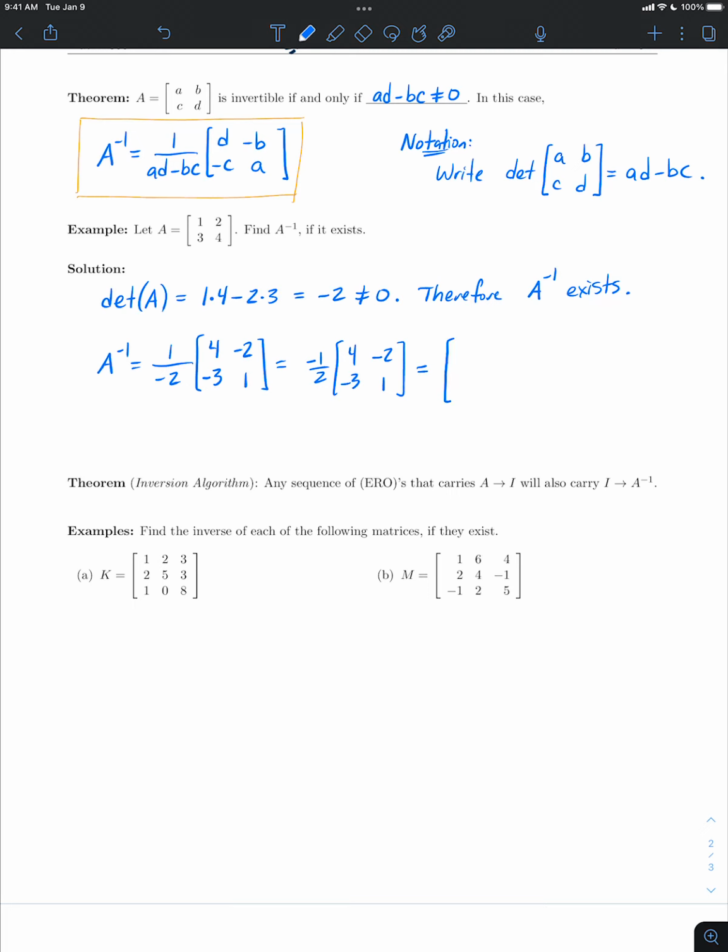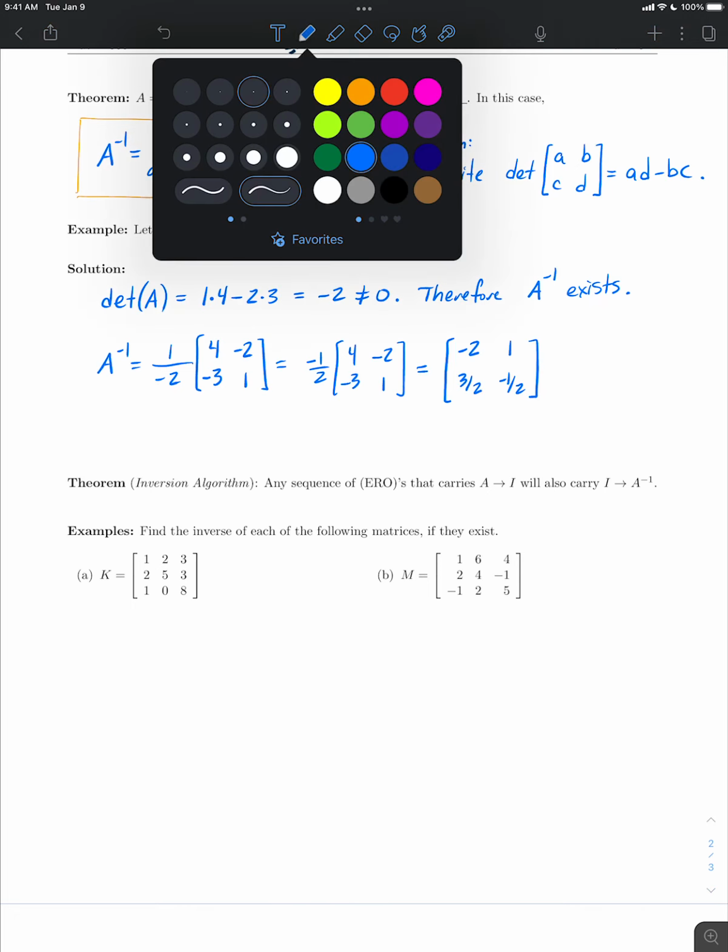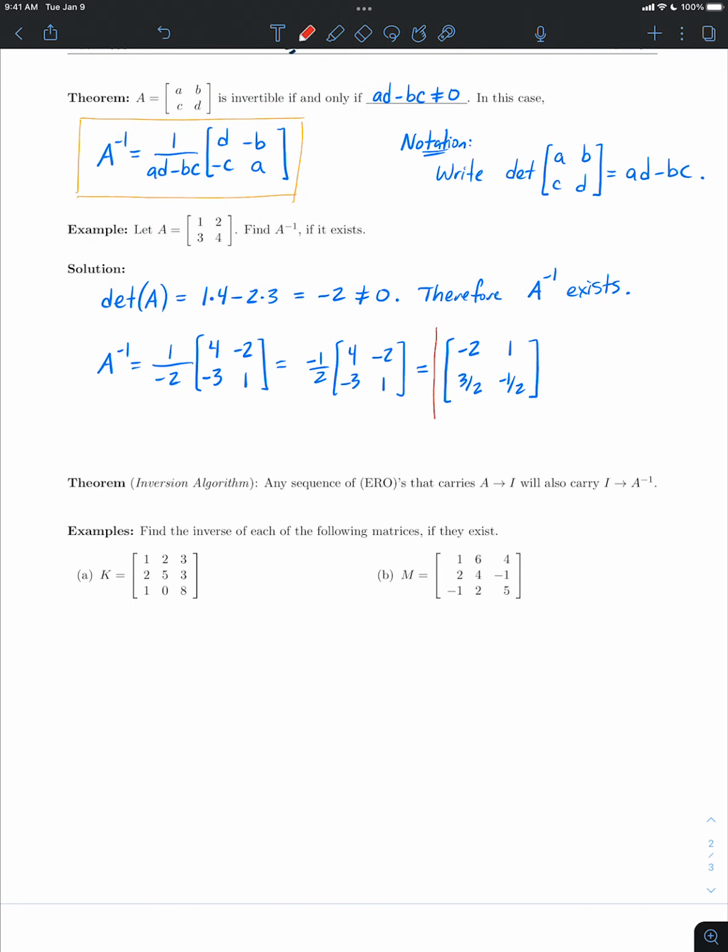So we can write this as -2, +1, 3/2, and then -1/2. And that's how we can express our inverse as a 2 by 2 matrix. There's nothing wrong with leaving it in this form too, because sometimes you might want to leave it that way with the fraction multiplied on the outside as a scalar.